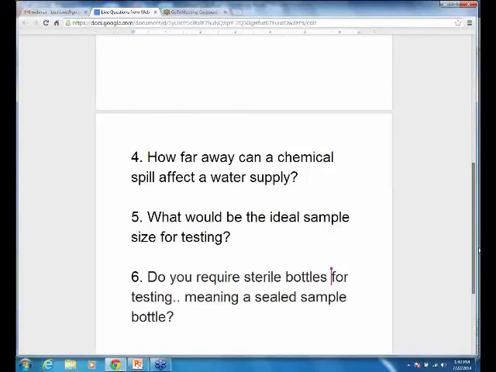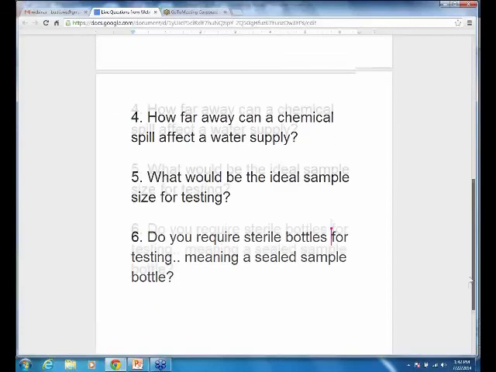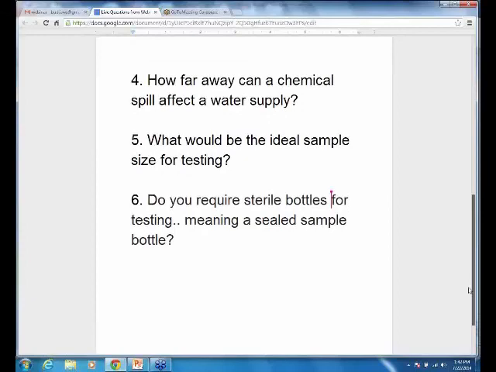And number 6, do you require sterile bottles for testing, meaning a sealed sample bottle? Usually, again, you should ask the lab. I know at the water survey we send out a bottle kit, and the bottles are acid clean, so they're very clean. We don't do any biological testing at the water survey, but you still want to have clean bottles for your chemistry testing.